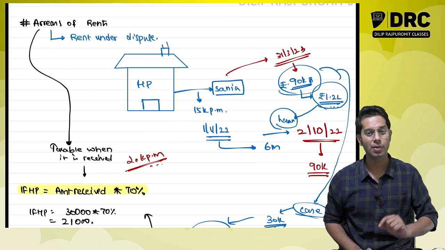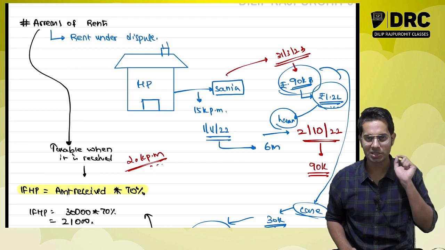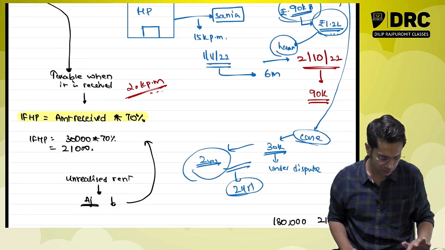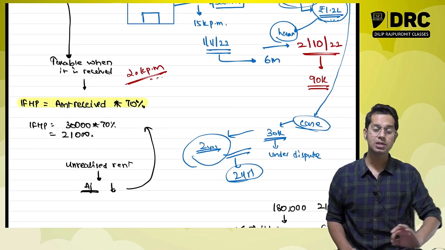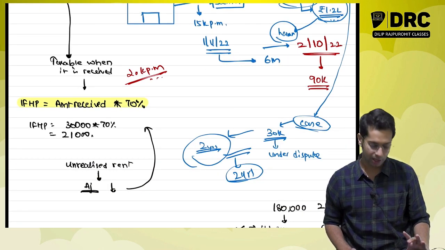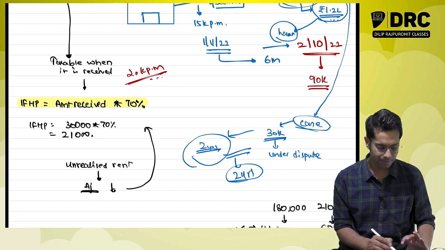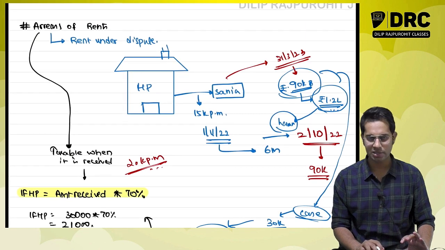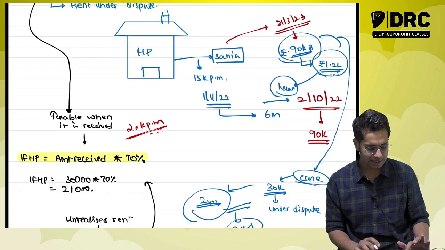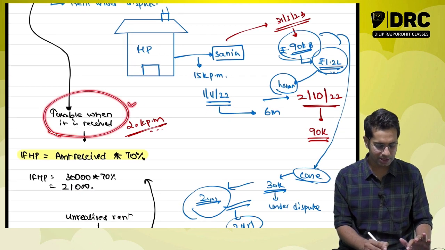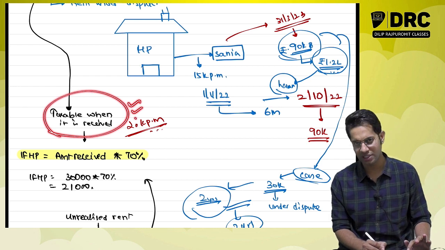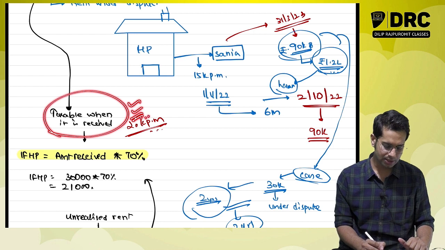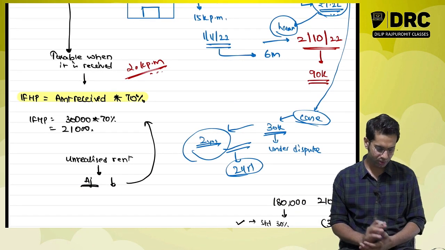I hope you have understood the meaning of arrears of rent. In simple words, arrears of rent means rent under dispute. Sir, what will happen whenever there is arrears of rent? In case you have arrears of rent, it is taxable when it is received. Arrears of rent is normally not taxable. It is taxable whenever you receive this amount in future; on that date, this amount will be taxable.